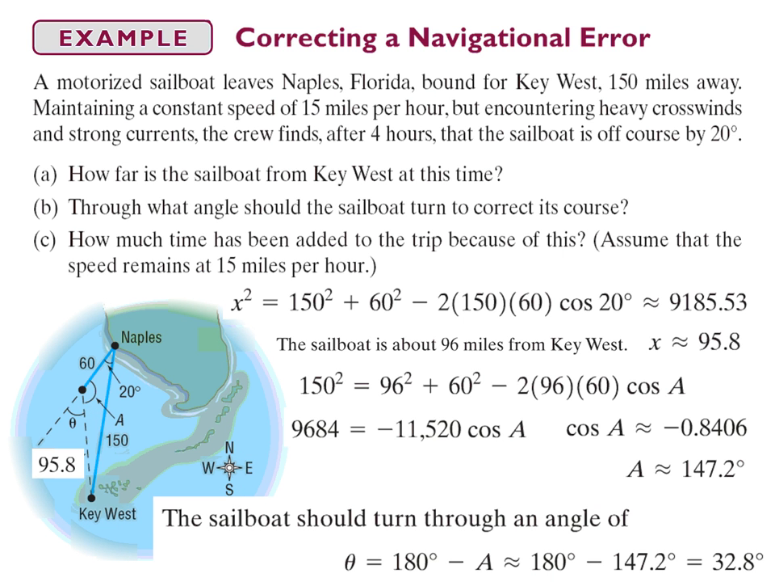The sailboat should turn, so if it's this whole, we don't want it to turn 147 degrees. We want it to turn 180 minus 147 degrees, so it's going to turn 32.8, because this angle here is the 147, so it's going this way. So it's got to crank it that 32.8 degrees.